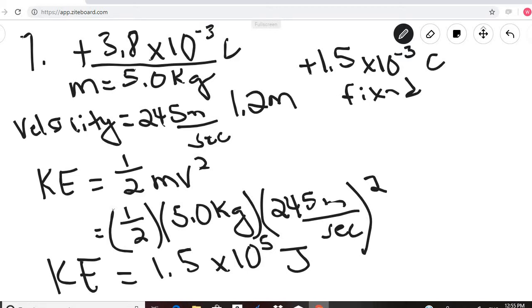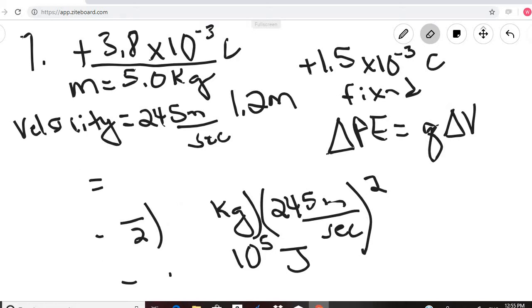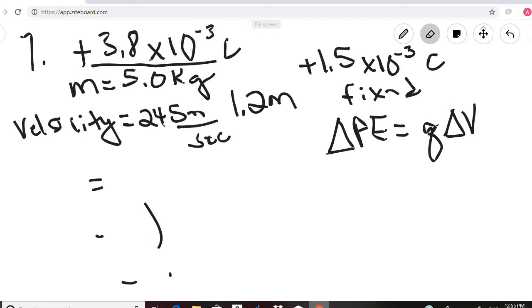So when this particle stops and then turns back the other way, all of that kinetic energy will be potential energy. Okay, so then that means that we can take the change in potential energy is going to be equal to Q delta V. Okay, so the initial potential energy was 0, and the final potential energy is going to be 1.5 times 10 to the 5th.